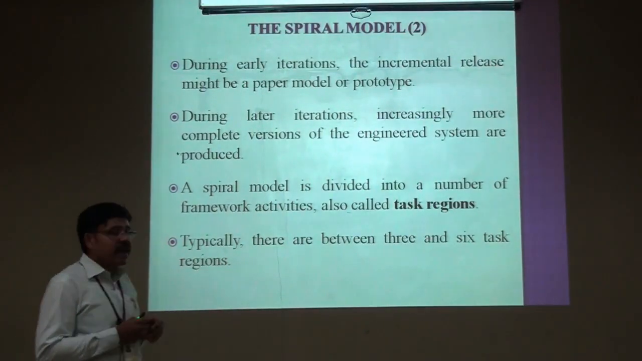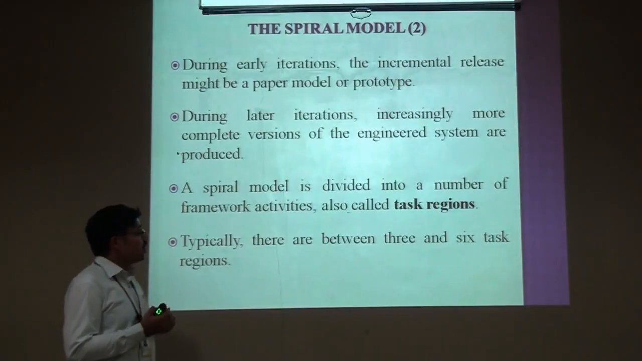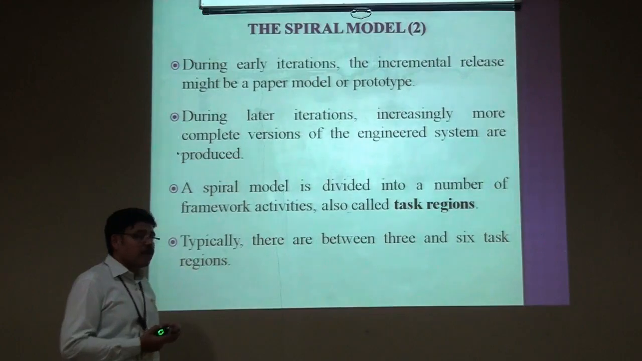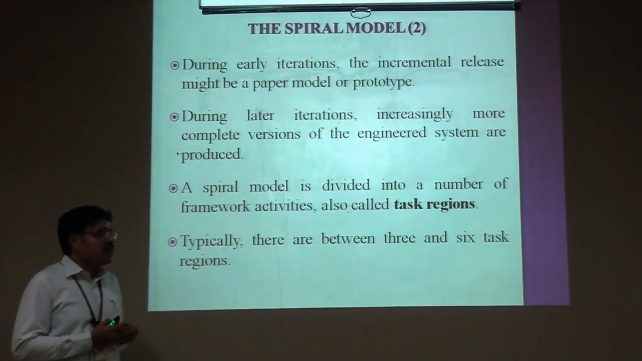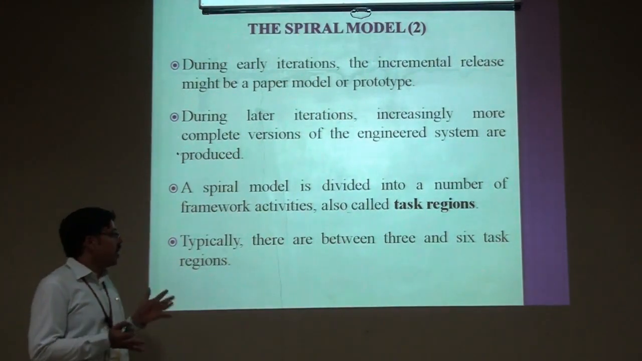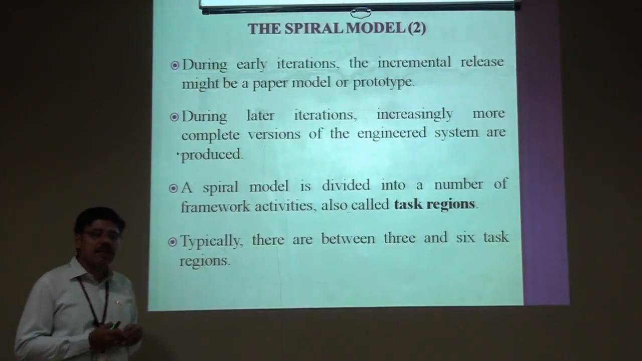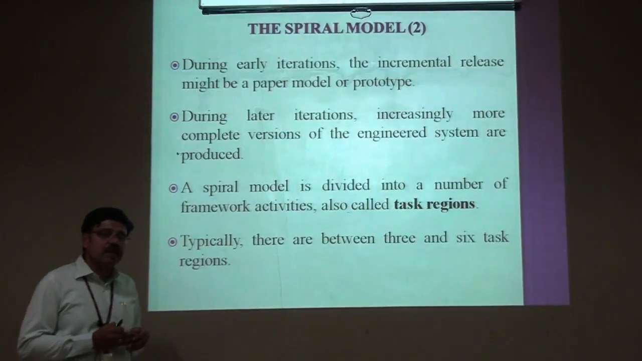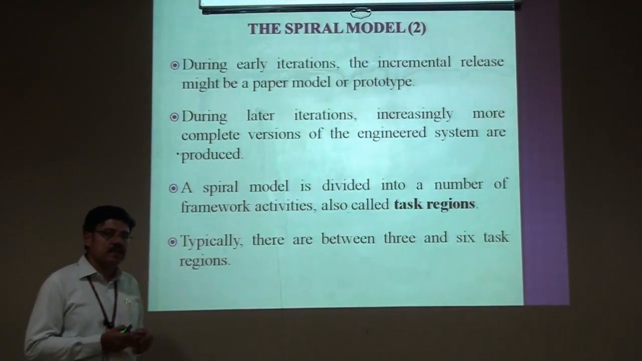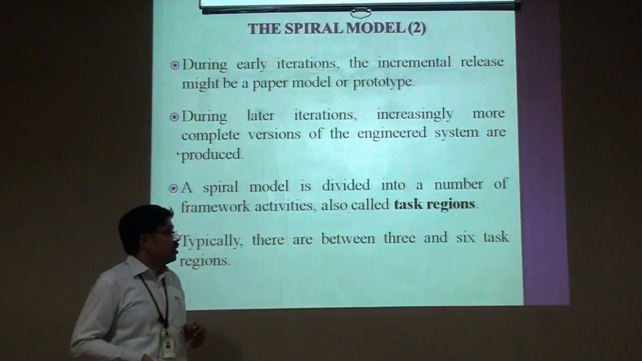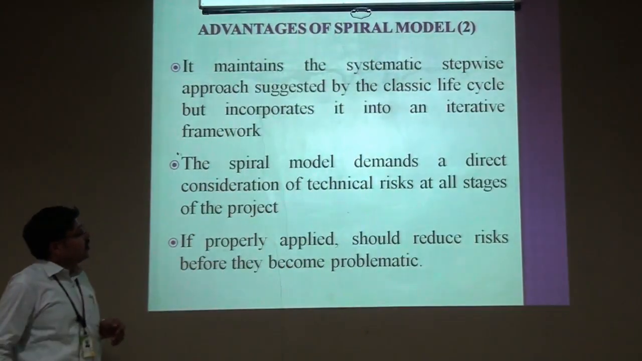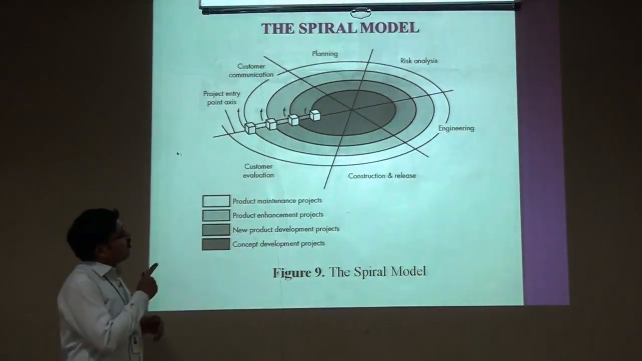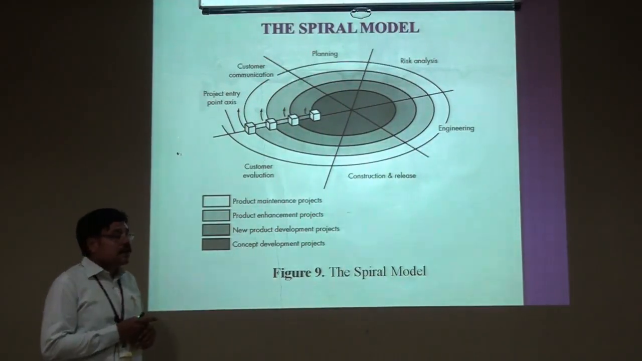So during the later iterations, increasingly more complete versions of the software system can be produced. The spiral model can be divided into a number of framework activities called task regions. Typically there will be around 3 to 6 task regions in the spiral model. We can see the spiral model diagram, which includes around 6 task regions.